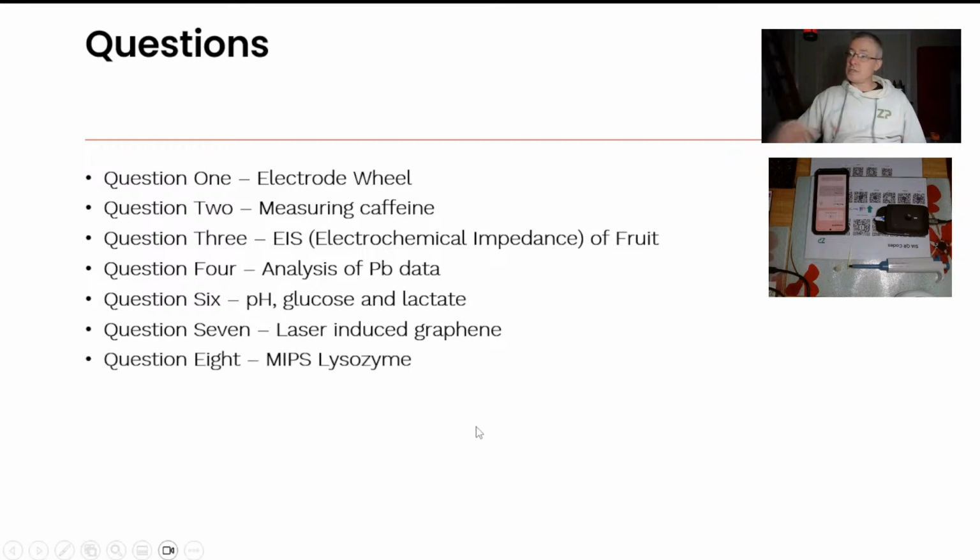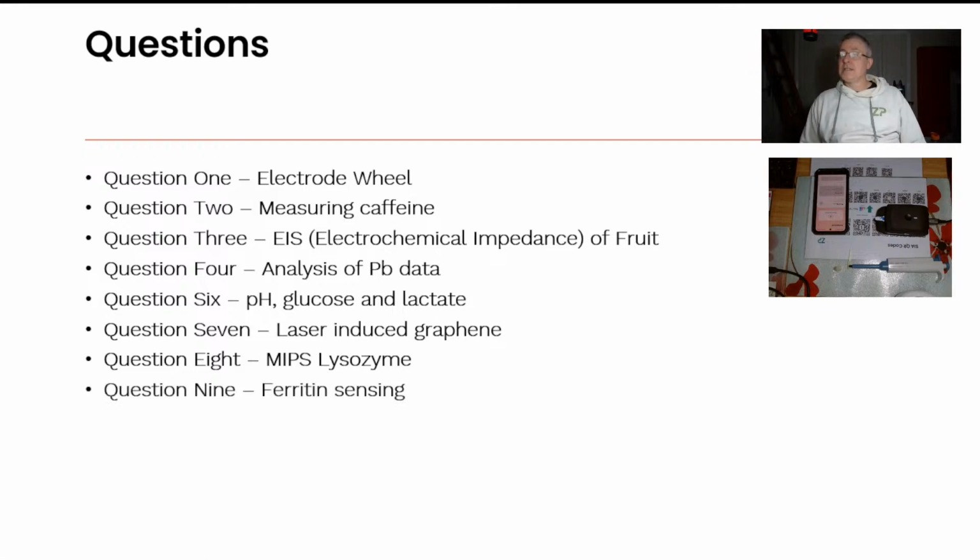In fact, with MIPs and lysozyme, the nice thing about MIPs, molecular imprinted polymers, is that they're at least fairly easy to fabricate with a MIPs sensor, so I'll mention that today as well. Then there's ferritin sensing. Ferritin is iron-rich. It's not really a protein as such, and I don't want to say vesicle either, but it's a way of transporting iron around the body. So I'll talk about ferritin sensing today.